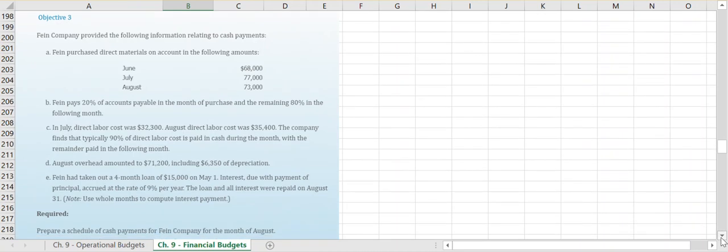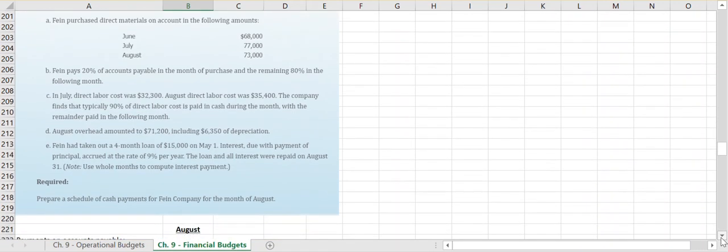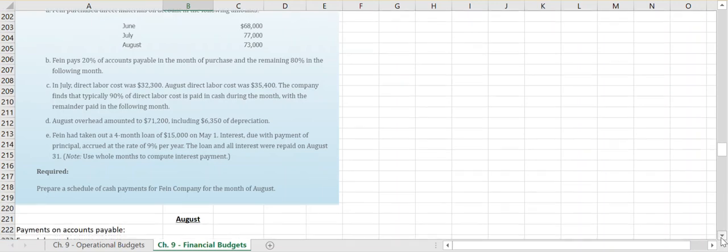They tell us that our overhead in total amounted to $71,200. It includes $6,350 of depreciation, and the company had to take out a 4-month loan in total of $15,000 on May 1st. The interest accrued at a rate of 9% per year, and the loan principal and all interest is going to be paid on August 31st. So they want us to prepare a cash schedule.